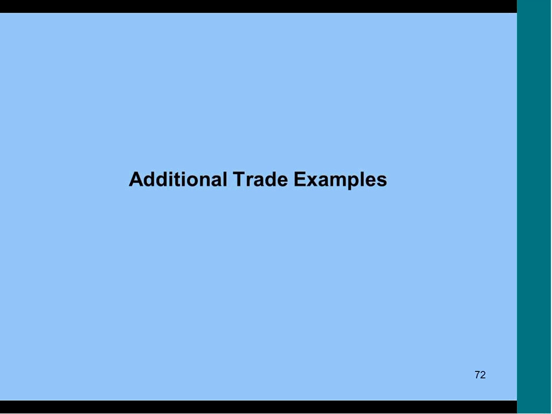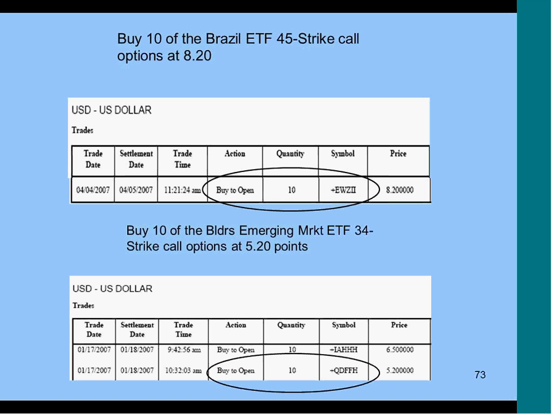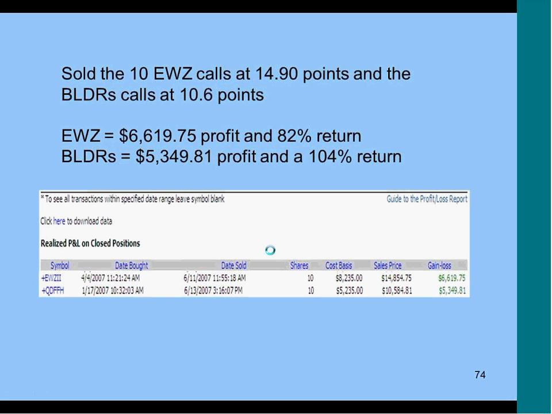And here's another example. I bought 10 of the Brazil ETF 45 strike options at 8.20 and bought 10 of the Builders emerging market 34 strike options at 5.20. Sold the Brazil options at 14.90. That resulted in a $6,600 profit, 82% return. And the Builders emerging market had a 104% return.